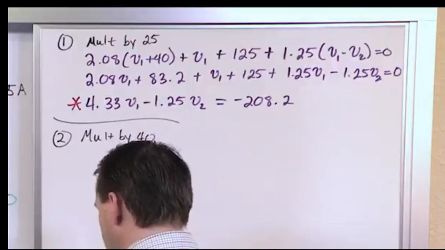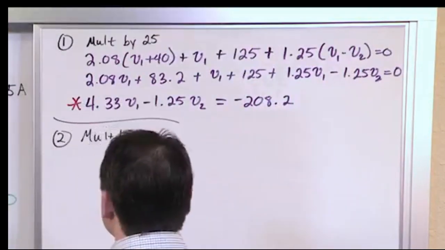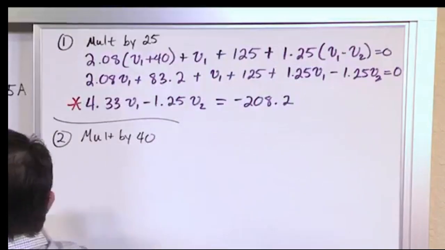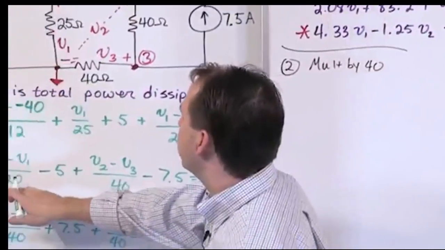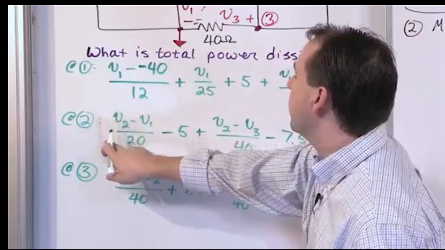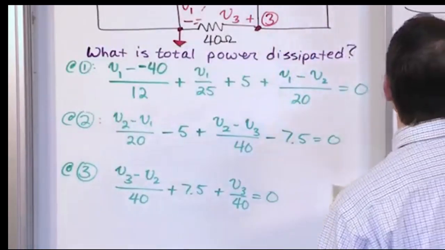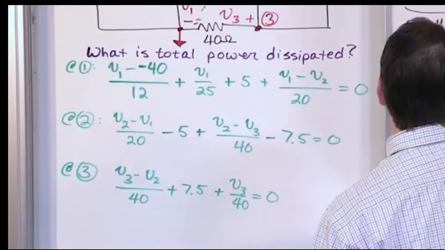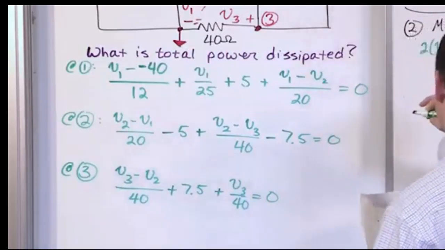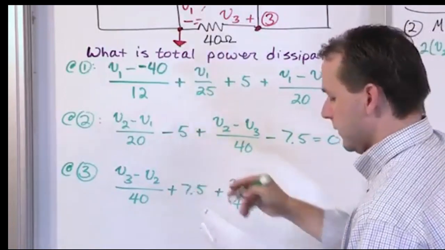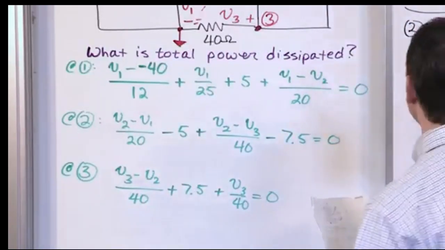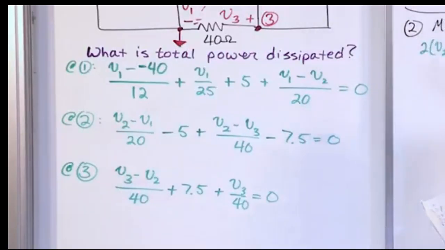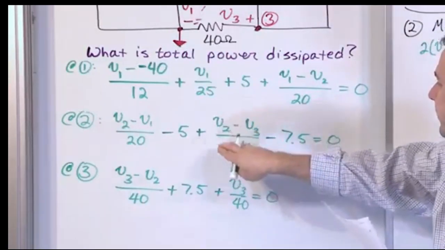And let's change colors just to make it absolutely clear what we're doing. So what we'll have is we'll have a 2 over here. So when we multiply by 40 over here, we will have 40 divided by 20 is 2. So what we'll have is 2, and in parentheses, we'll have the V2 minus V1. Multiply by 40 times 5, we're going to get 200. Negative 200.